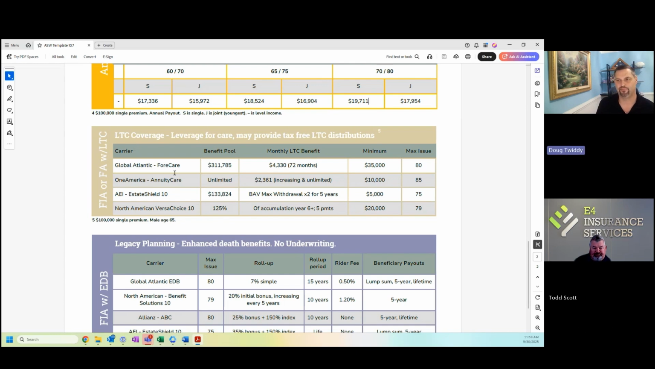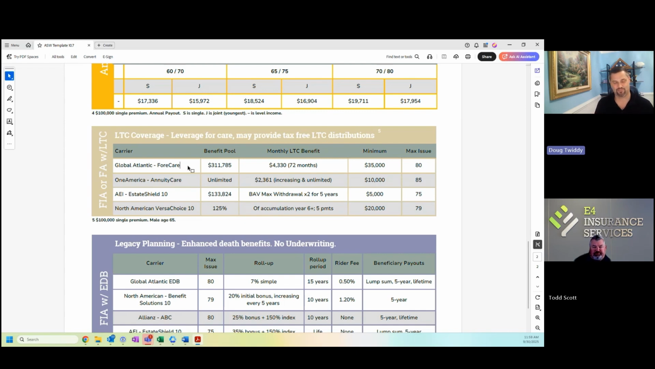So these are 4 options. We have more than 4. I'm not going to touch too much on detail for any of them. Some of the ones we use the most, or the one that we probably use the most, is Global Atlantic 4Care. I'm going to touch on a couple of points here because it really is an incredible product.